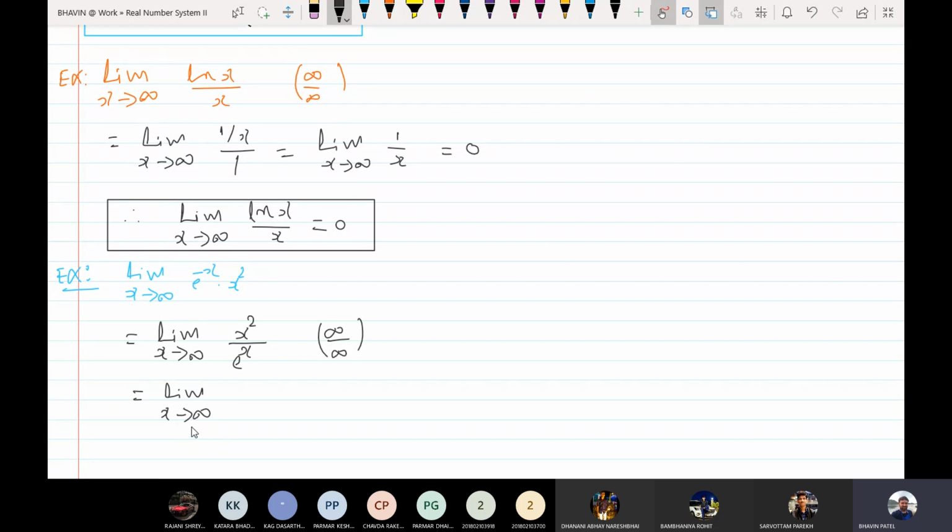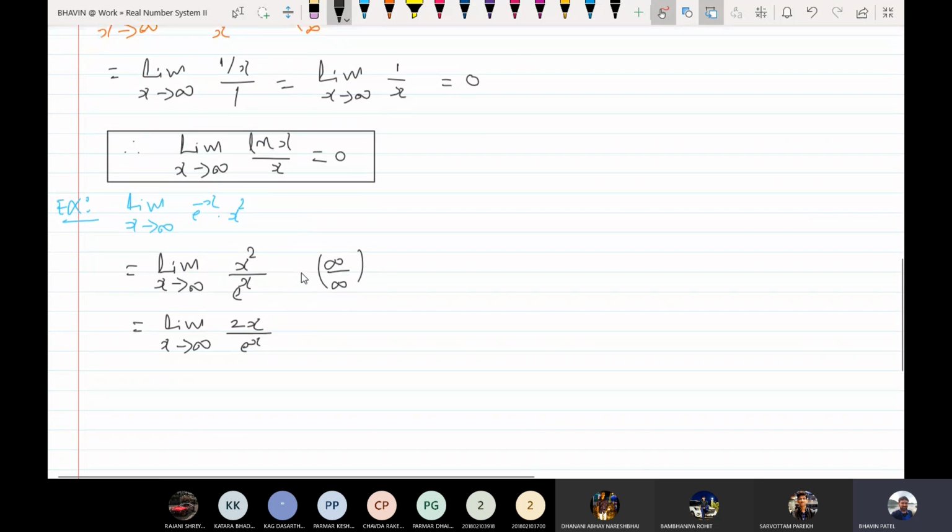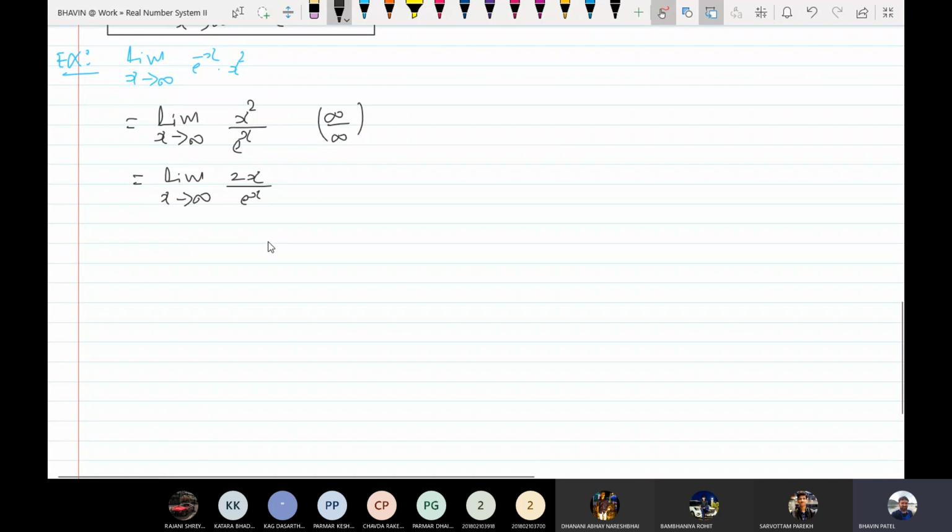Limit x tends to infinity. Derivative of x square is 2x and derivative of e raised to x is e raised to x. Now 2 is constant, so it can be taken outside of the limit. Limit x tends to infinity, this is nothing but x upon e raised to x. Now this is 2 limit. What is derivative of x? It is 1, upon e raised to x.